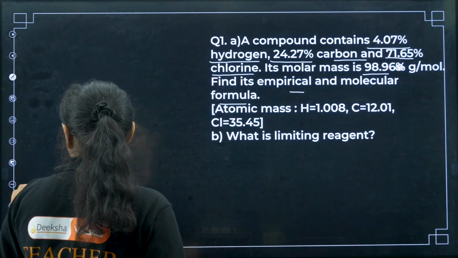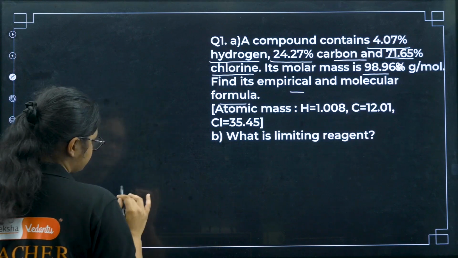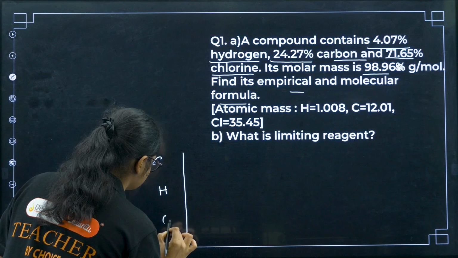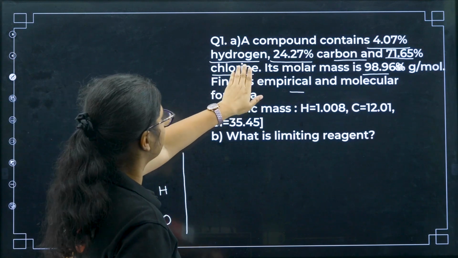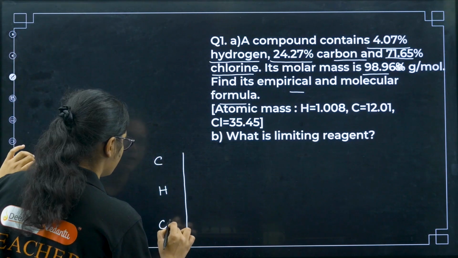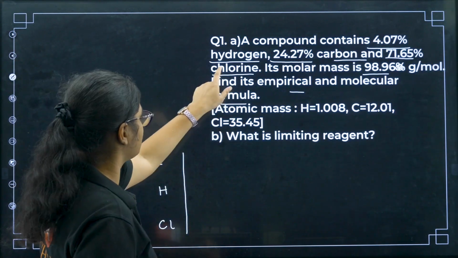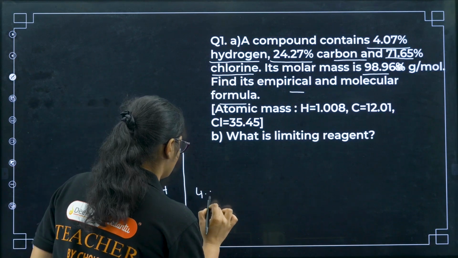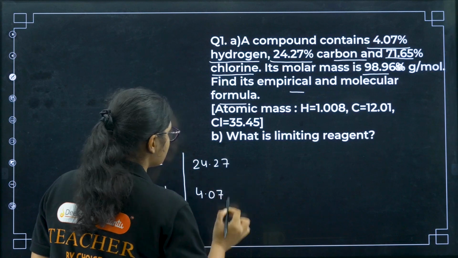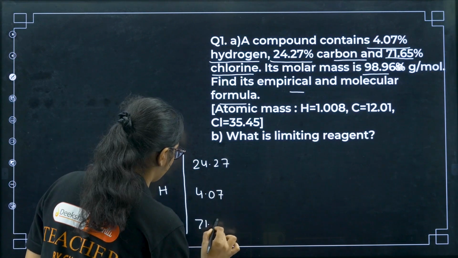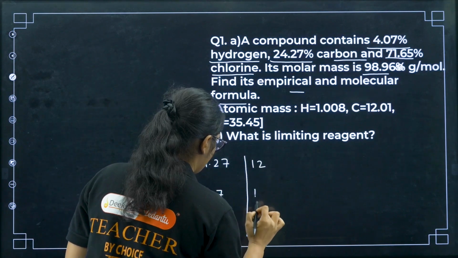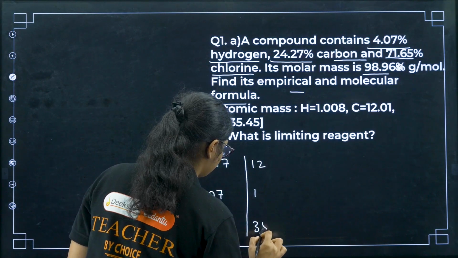Now let me tell you how to do this question. First you have to make a table where you mention all the elements: carbon, hydrogen and chlorine. Now mention the percentage. Hydrogen is 4.07, carbon is 24.27, chlorine is 71.65. Now here I'll write the molar masses. Carbon molar mass is 12, hydrogen is 1, chlorine is 35.5.